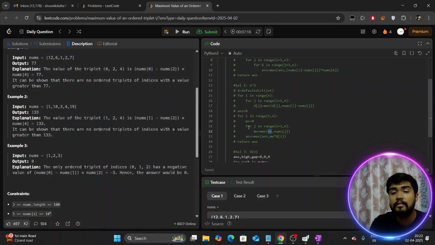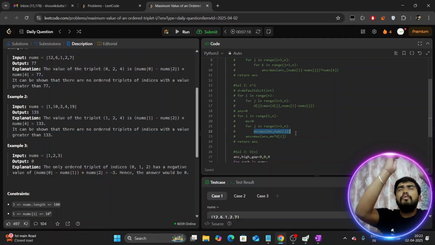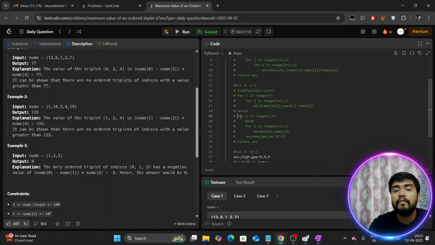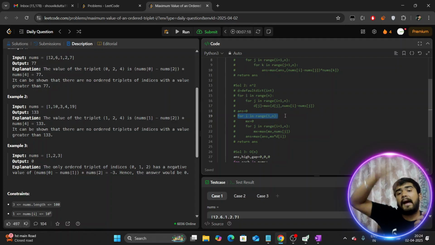So this loop is iterating for your k. What is the maximum value you can find? On the right side, this loop is going over our dictionary, and for every dictionary value, the dictionary is storing what the maximum gap is till this point. So this dictionary d of j is storing that value.